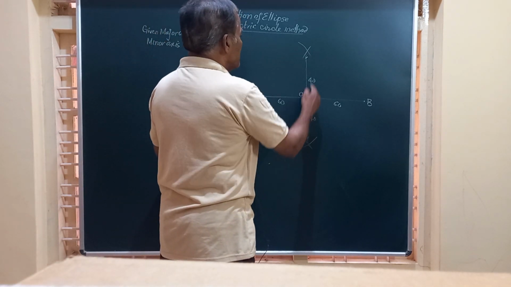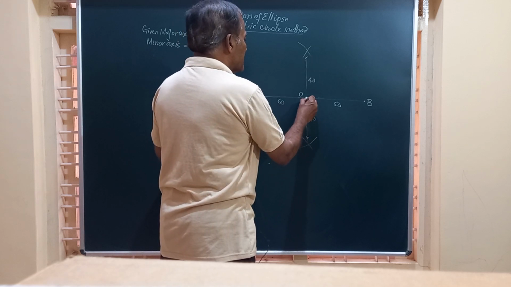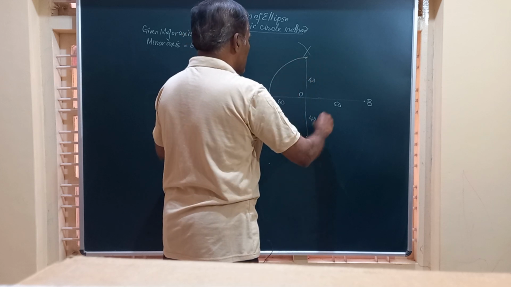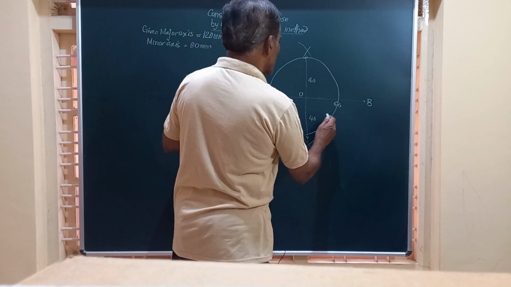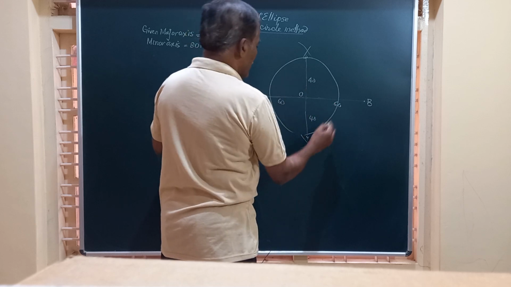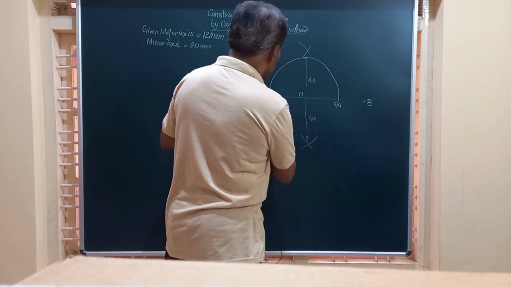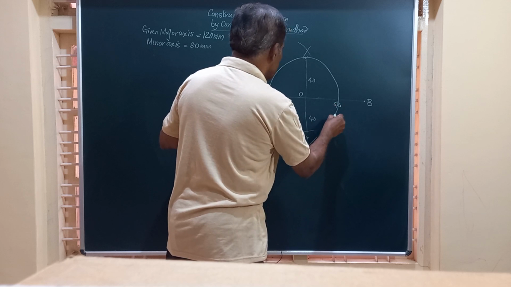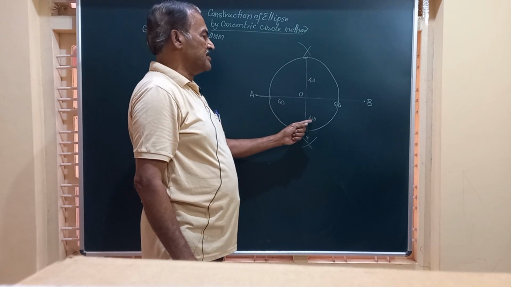Friends, you have this minor axis as having 80 millimeter dia. So with center O and radius equal to 40 mm, you draw a circle. So this is 60, 60, 40. Okay. So we have drawn a circle having minor dia equal to 80 millimeter. Friends, we draw like this. This is the circle having diameter 80.